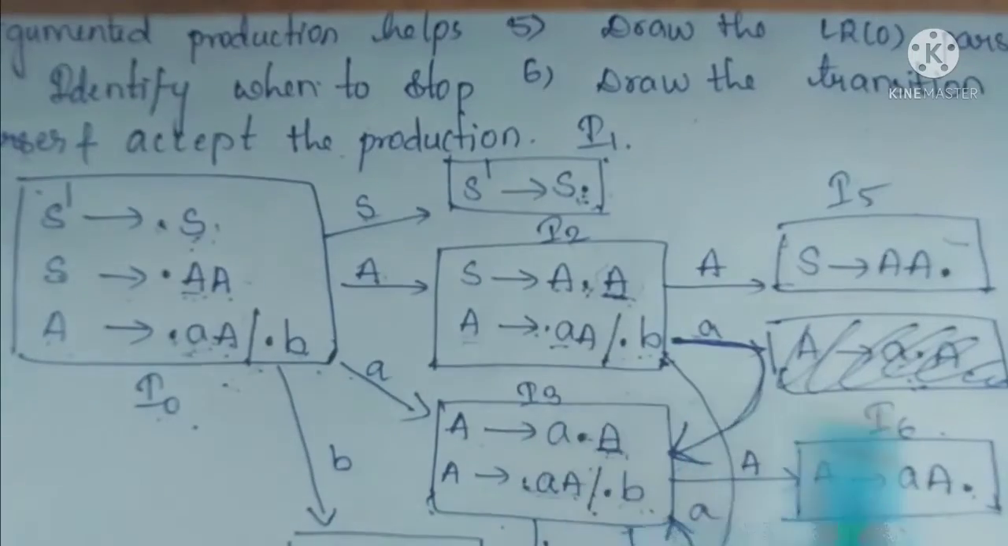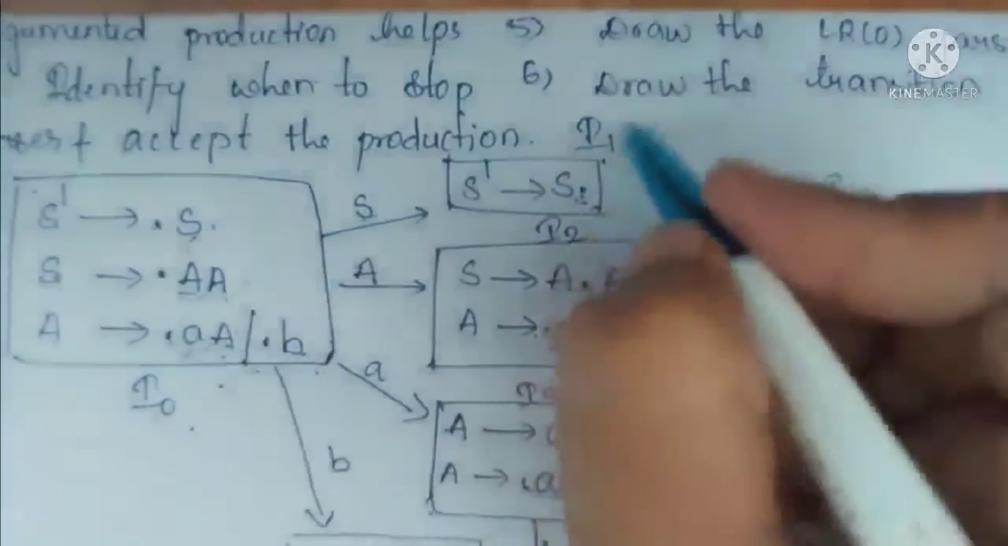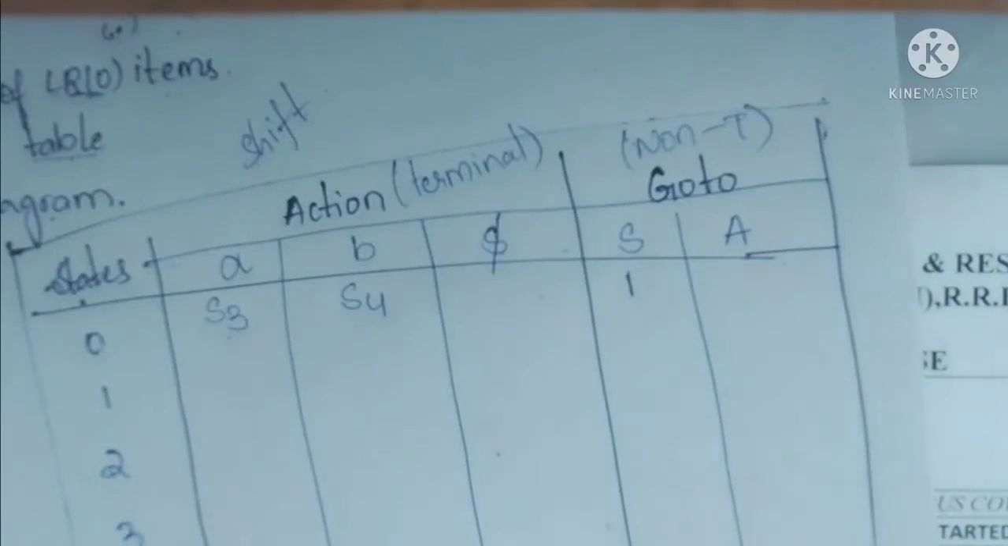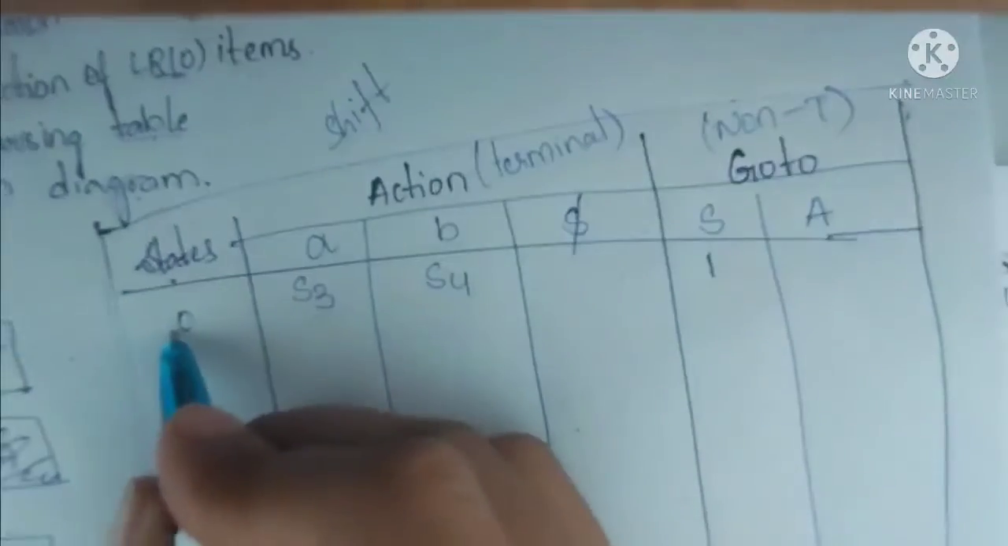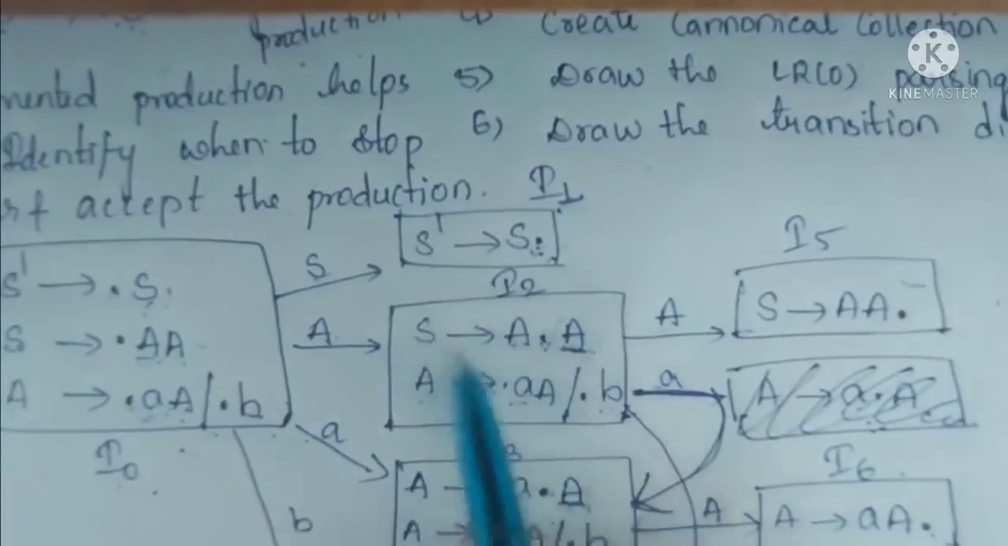Next, check from I0 on S. It is moving to the first state, so you have to write 1 here. Yes, number 1. Check from I0 on A where it is going. I0 on A is moving to the I2 state, so mark it as 2.